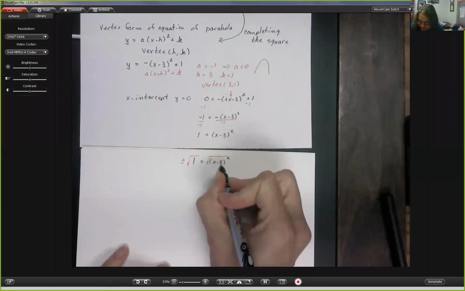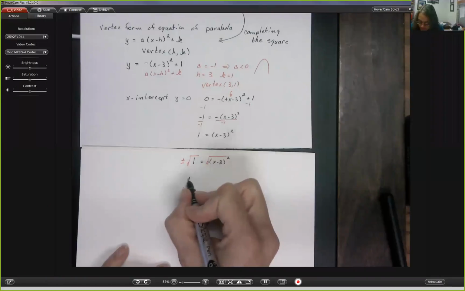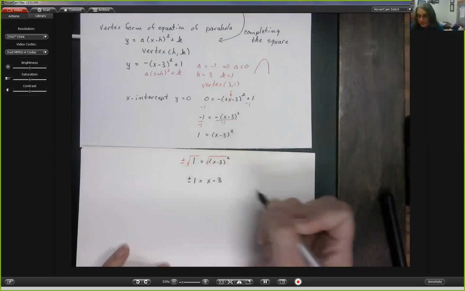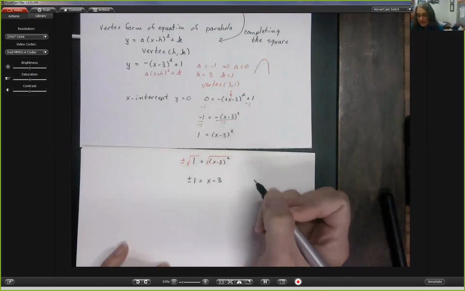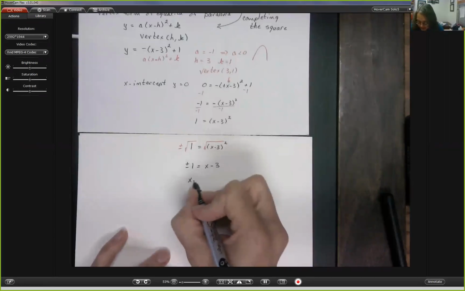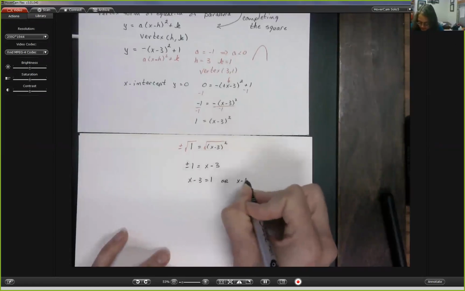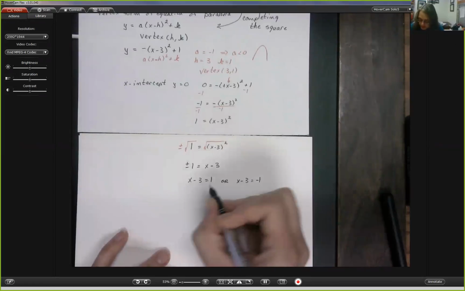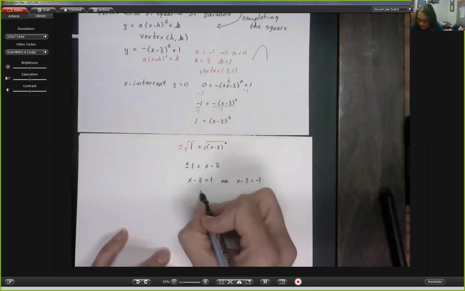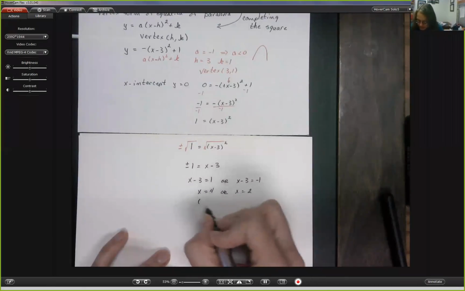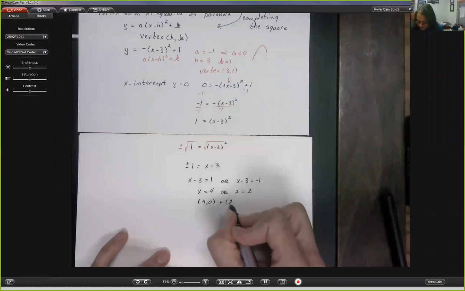What that means then is I end up with positive or negative 1 equals x minus 3. Now I want you to be a little careful here, because what this means is that x minus 3 equals 1, or x minus 3 equals negative 1. So we're going to get two x-intercepts. We're going to get x equals 4, or x equals 2. And my x-intercepts are at the points 4, 0, and 2, 0.